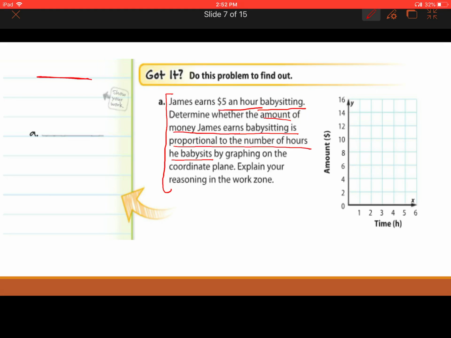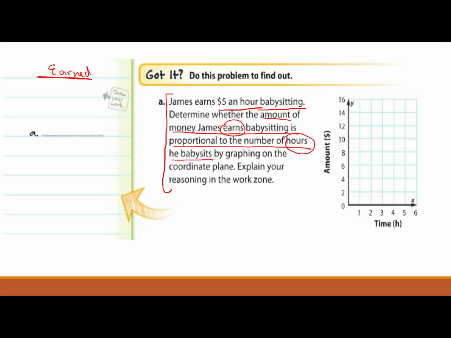Okay. And we want to know whether or not the amount of money that he earns is proportional to the number of hours. So I'm going to put earned on top and hours on the bottom. Earned came first when we write this. Hours came second. What this unit rate would tell me is the amount that James earns per hour. And according to our information, James earns $5 every hour.